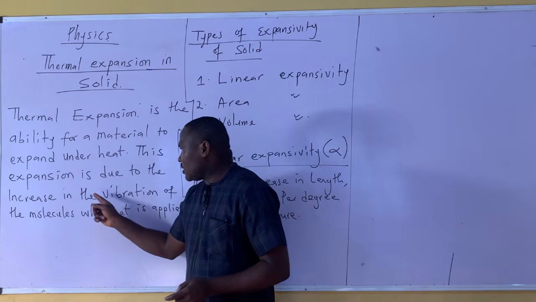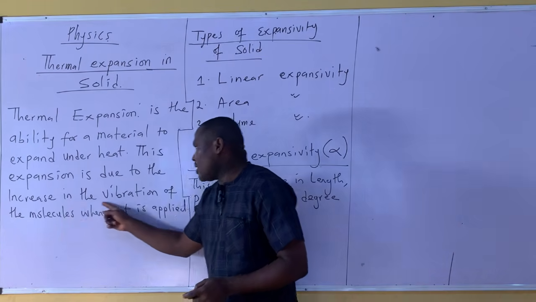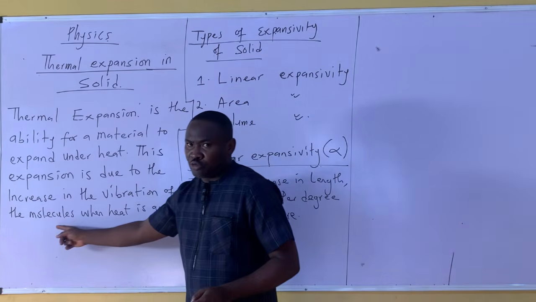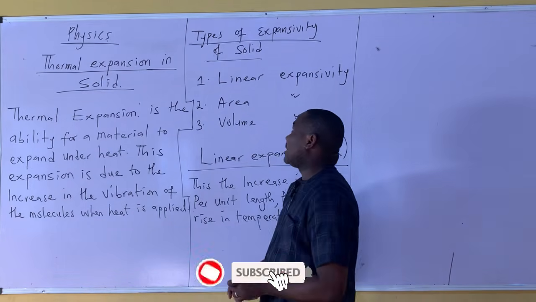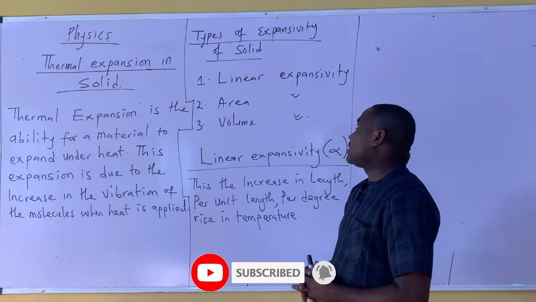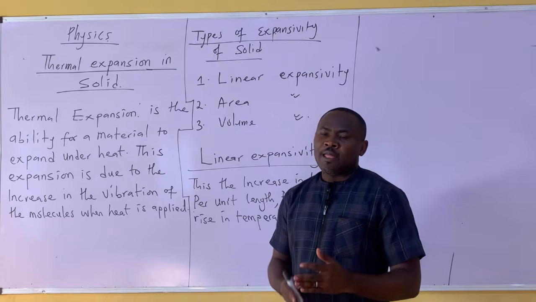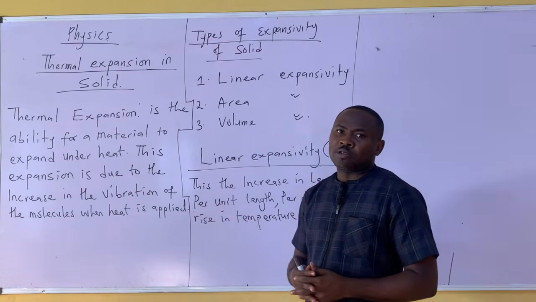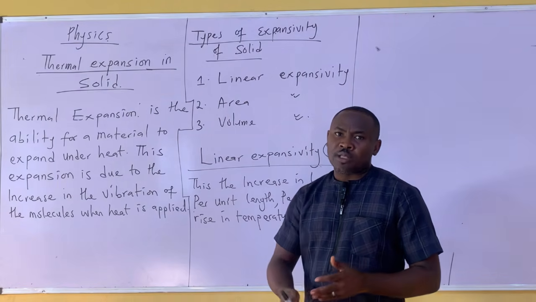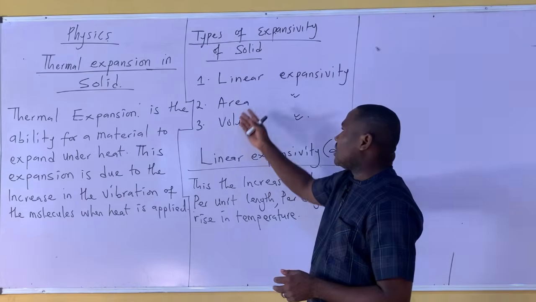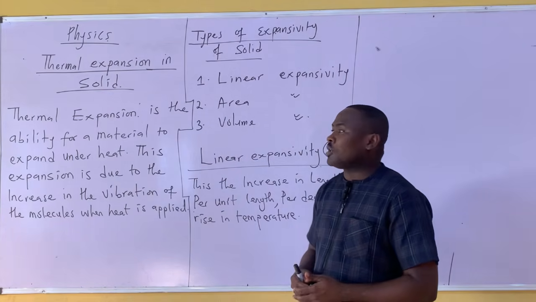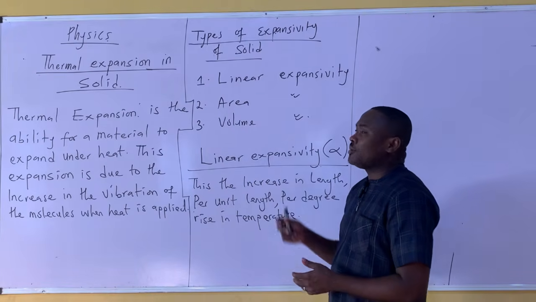Please take note of this: the expansion is due to an increase in the vibration of the molecules when heat is applied. Now, we have types of thermal expansion in solids. This expansion occurs in length, that is, in one dimension. It occurs in area, that's in two dimensions. It occurs in volume, that's in three dimensions.